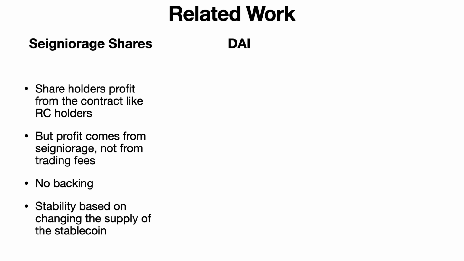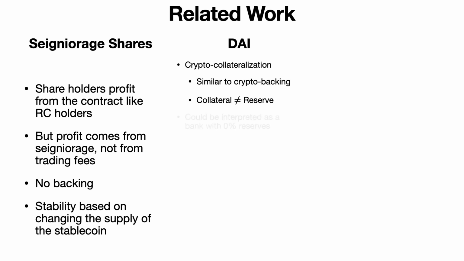Another one, of course, DAI. So DAI is crypto collateralized, and this is similar to crypto backing, but not exactly the same. So there's a difference between collateral and reserve. I will not go into details on this in this talk, but it's a subtle but important difference. And I think it's important because when you don't have reserves but you have collateral, the contract could be interpreted as a kind of bank with 0% reserves, you know. And we were concerned about legal aspects related to this.